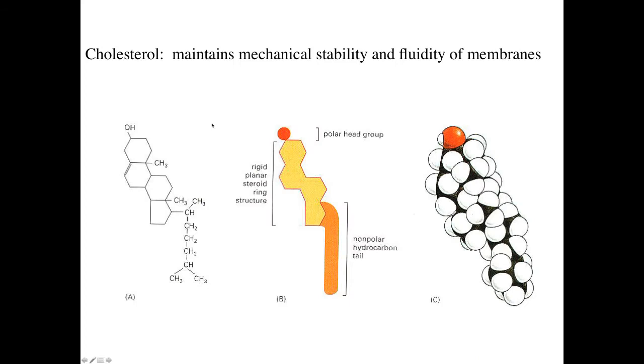Now, cholesterol is noted in that it maintains mechanical stability and fluidity of membranes. Here on the left side of the slide is just the chemical view of cholesterol, and you know that it's a planar structure. You can see the steroid ring type structure. Here is a schematic view to emphasize that planar ring structure, and then a space filling model.